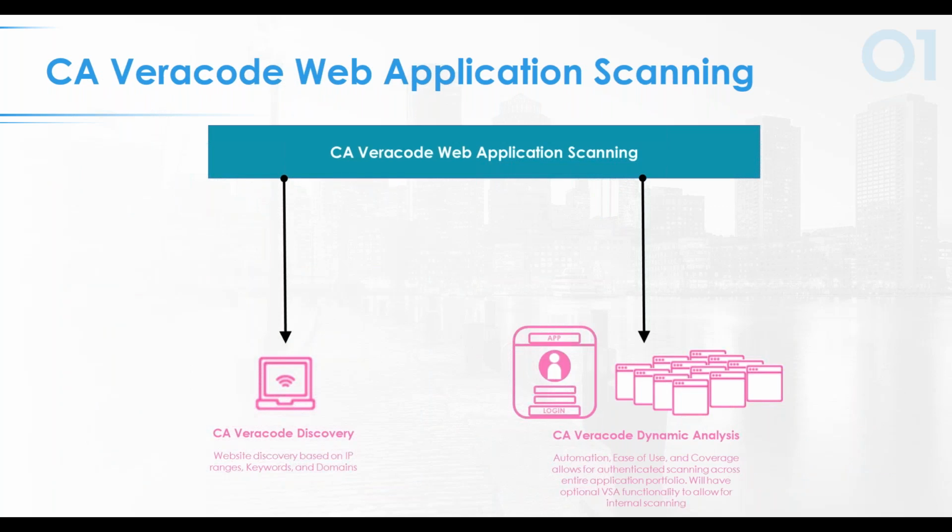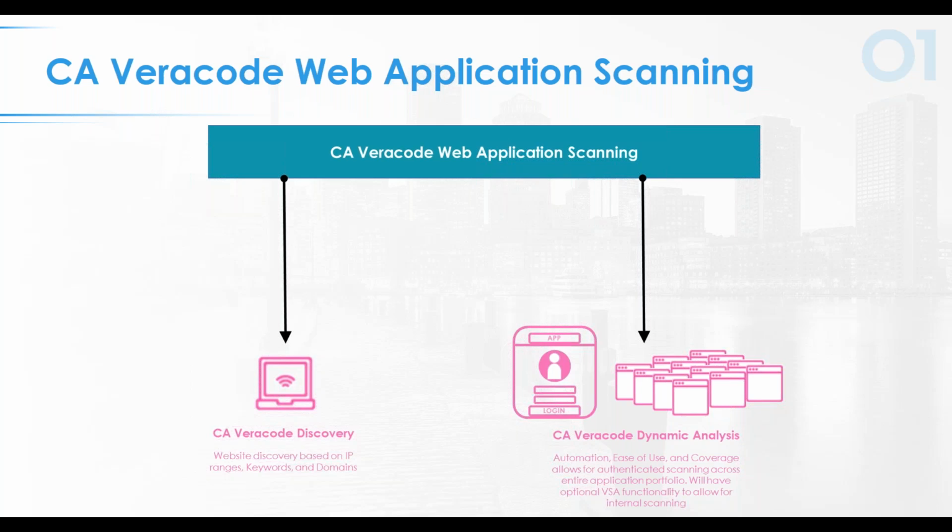Okay, great. Thanks, Vipin. So what you're seeing on your screen is the entire CA Veracode web application scanning portfolio. We have two parts to this portfolio. One is CA Veracode Discovery. Discovery helps you find, based on the IP ranges and some keywords and domains that you provide, in case you don't know all the applications that you have in your perimeter, we help you find them. That is CA Veracode Discovery.